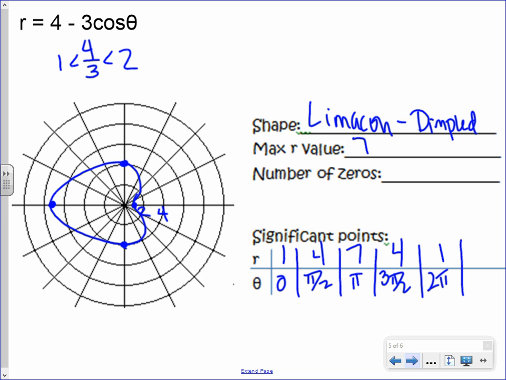Okay? How many times did we go through the pole? Okay, so please write none. There are no zeros. I would prefer that you write none instead of the number 0. Okay, that way there's a distinct difference between the number of zeros and not having anything.